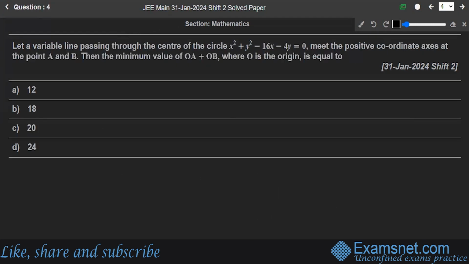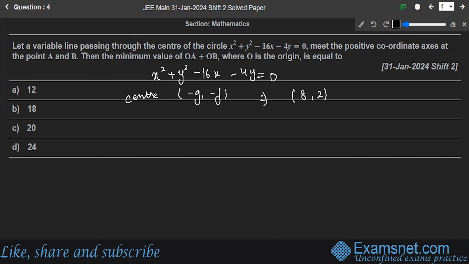Question number 4. Let a variable line passing through the center of the circle meet the positive coordinate axis at the points A and B. Then the minimum value of OA plus OB, where O is the origin, is given by. So you are having this circle, x square plus y square minus 16x minus 4y equal to 0. Fine, so here the center of the circle is given by (minus g, minus f), minus half the coefficient of x, which is 8, and minus half the coefficient of y, which is 2.